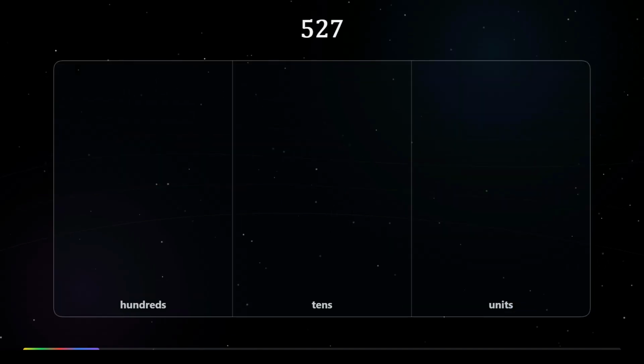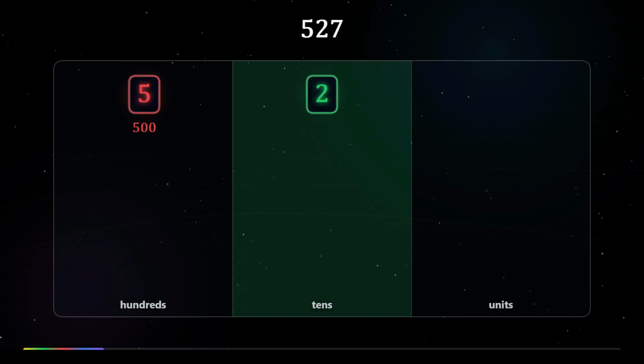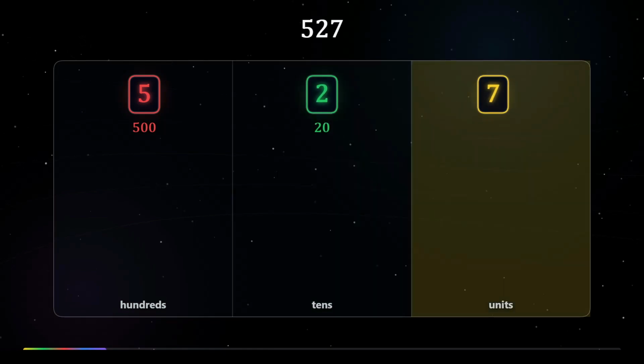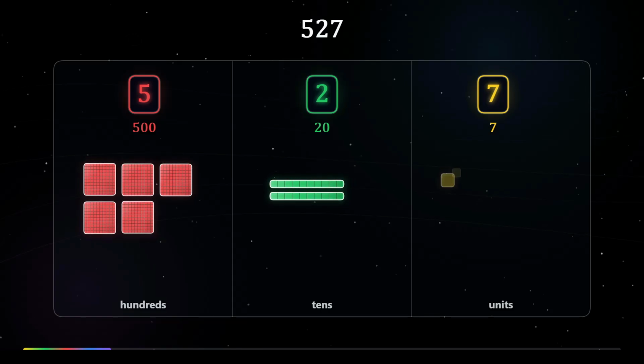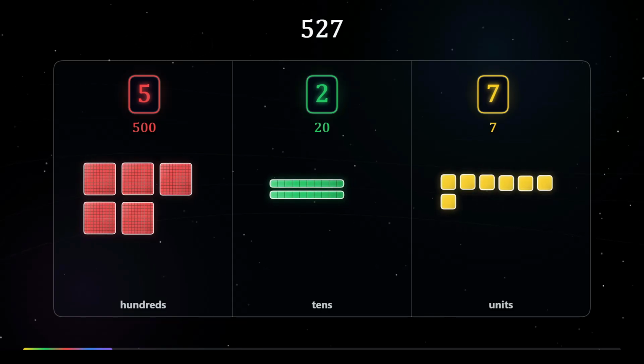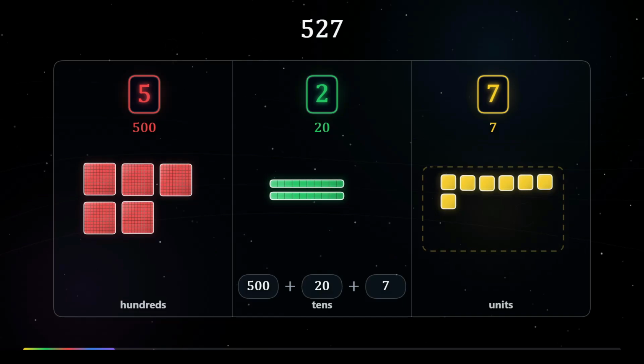Let's try another one. 527. The 5 is in the hundreds place, so the 5 is worth 500. The 2 is in the tens place, so the 2 is worth 20. The 7 is in the units place, so the 7 is worth 7. Now build it. 5 100 flats, 2 10 rods, 7 unit cubes. Read it back. 500 plus 20 plus 7 equals 527.